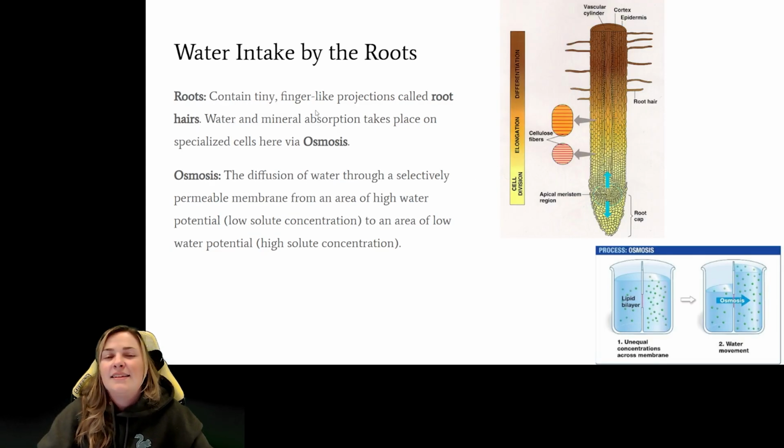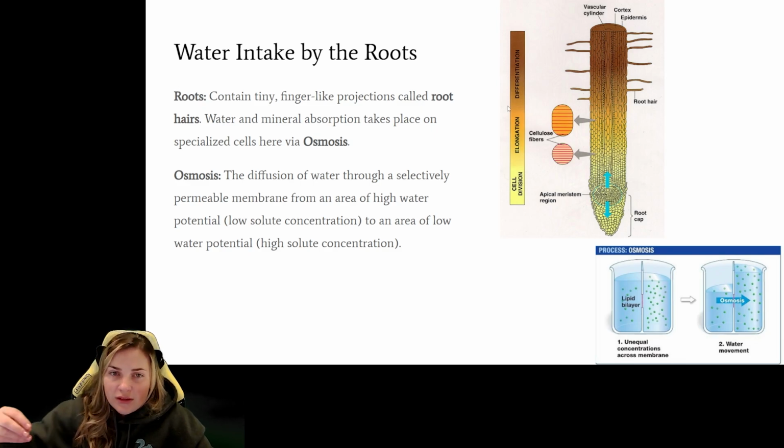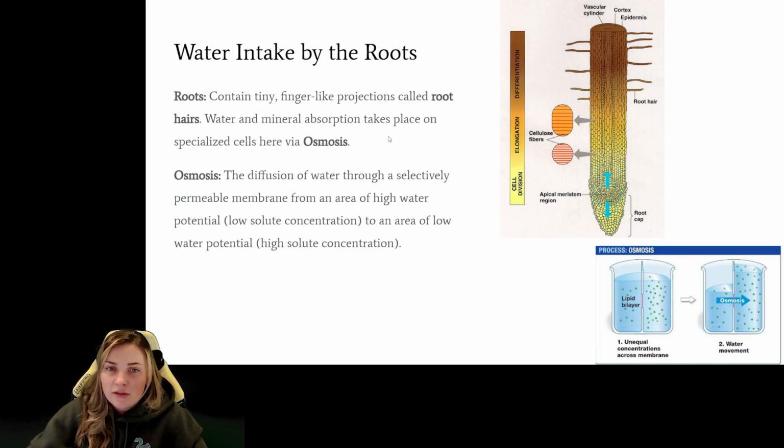Okay, next is water intake by the roots. So the roots, very familiar with roots, right? All plants have roots of some kind. As these roots start to project out, they have very tiny finger-like segments on them called root hairs. These little tiny guys here. This helps to increase the surface area for which they can touch the soil. It works with water and mineral absorption, and it takes place on specialized cells via osmosis.